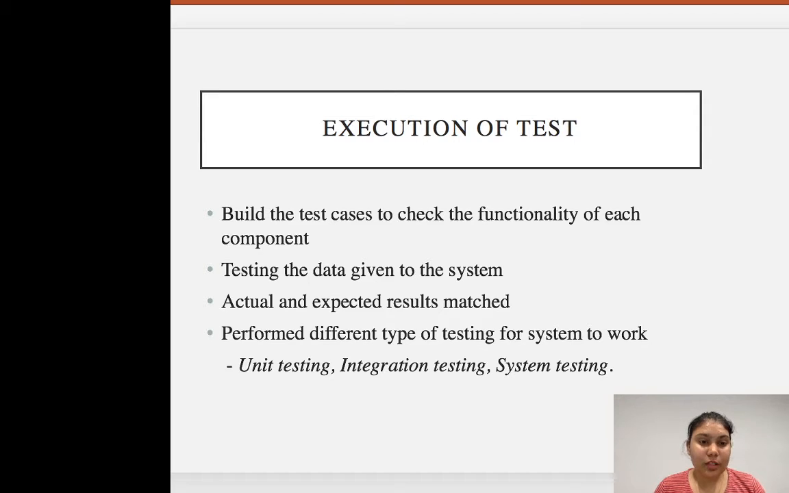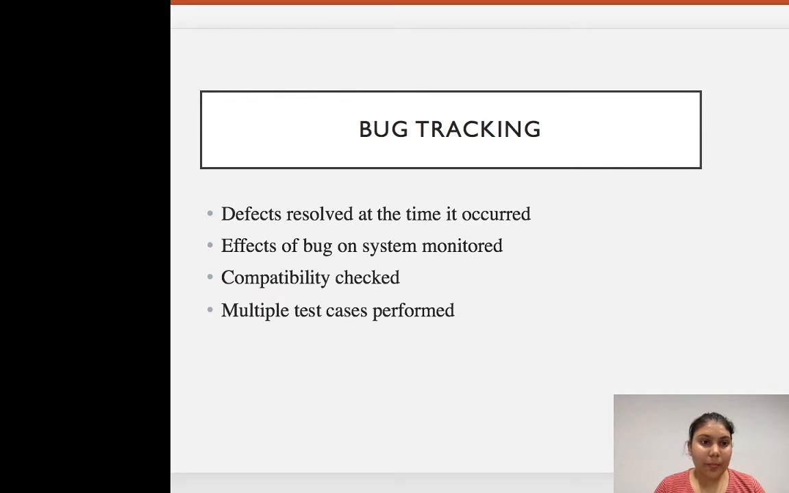There are different types of testing that we can perform: unit testing, which is for a single module; integration testing, when we are combining different modules; and system testing, when we make sure that the entire system works together. Then comes bug tracking, a type of report that we need to maintain if risks or bugs occur or have been assumed earlier.